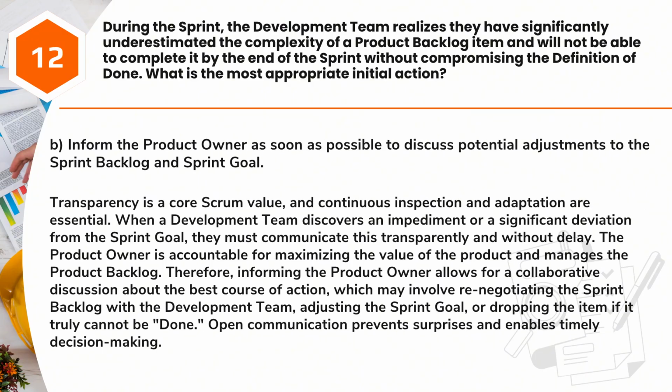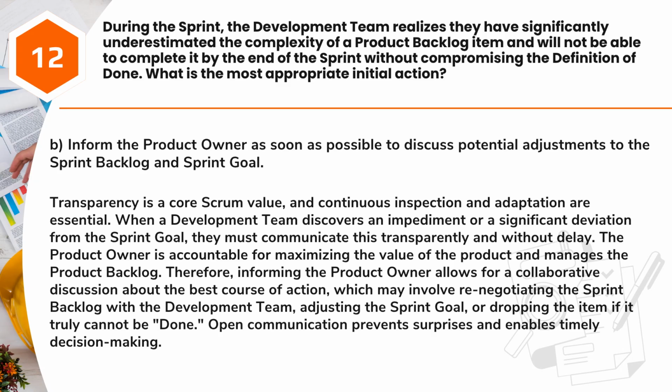Answer: B. Inform the product owner as soon as possible to discuss potential adjustments to the sprint backlog and sprint goal. Transparency is a core Scrum value, and continuous inspection and adaptation are essential. When a development team discovers an impediment or a significant deviation from the sprint goal, they must communicate this transparently and without delay. The product owner is accountable for maximizing the value of the product and manages the product backlog.